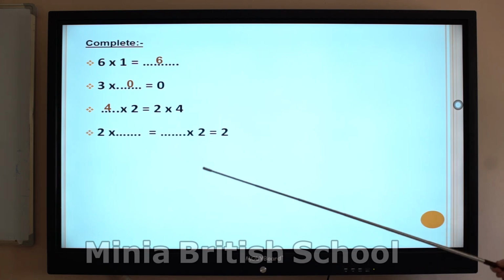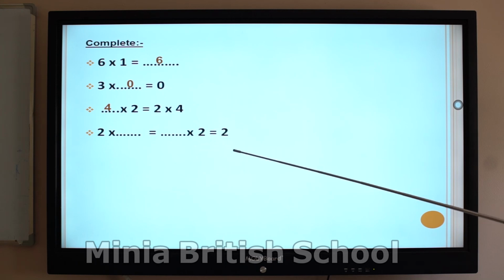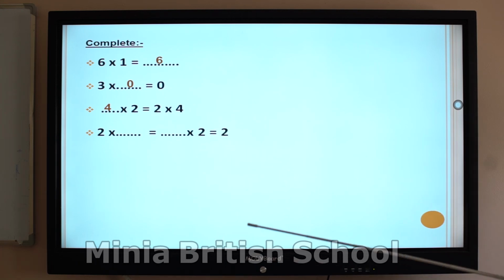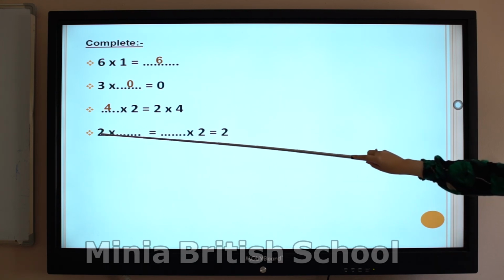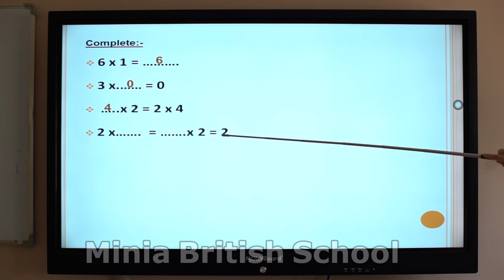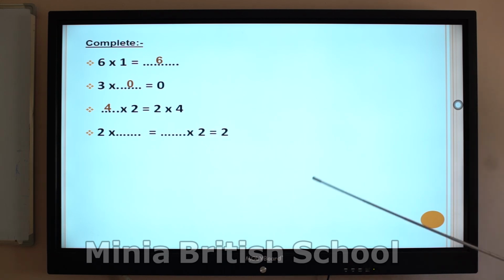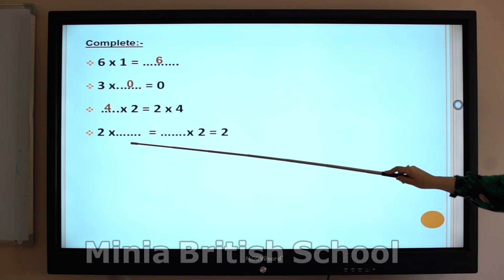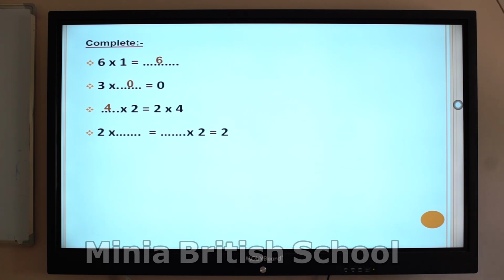Here, 2 times what equals what times 2 equals 2? Here I have 2 examples in one example. Start from the first part. The first part: 2 times what equals 2? From the properties of multiplication, 2 times what equals 2? It's 1. I said any number times 1 equals the same number. 2 times 1 equals 2.